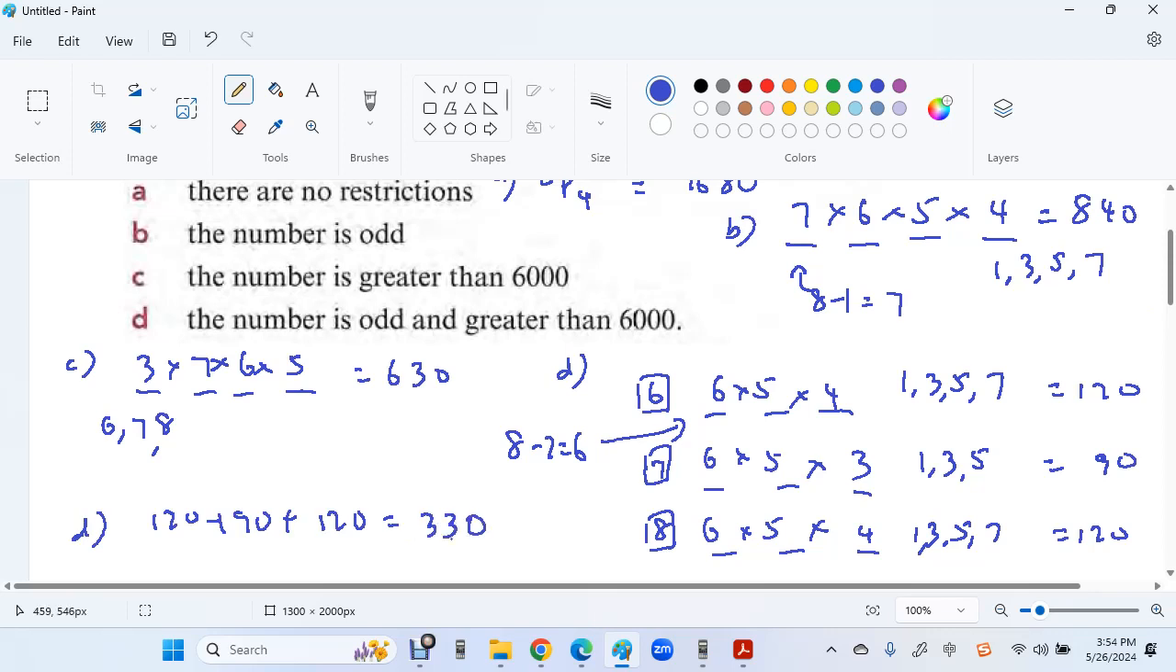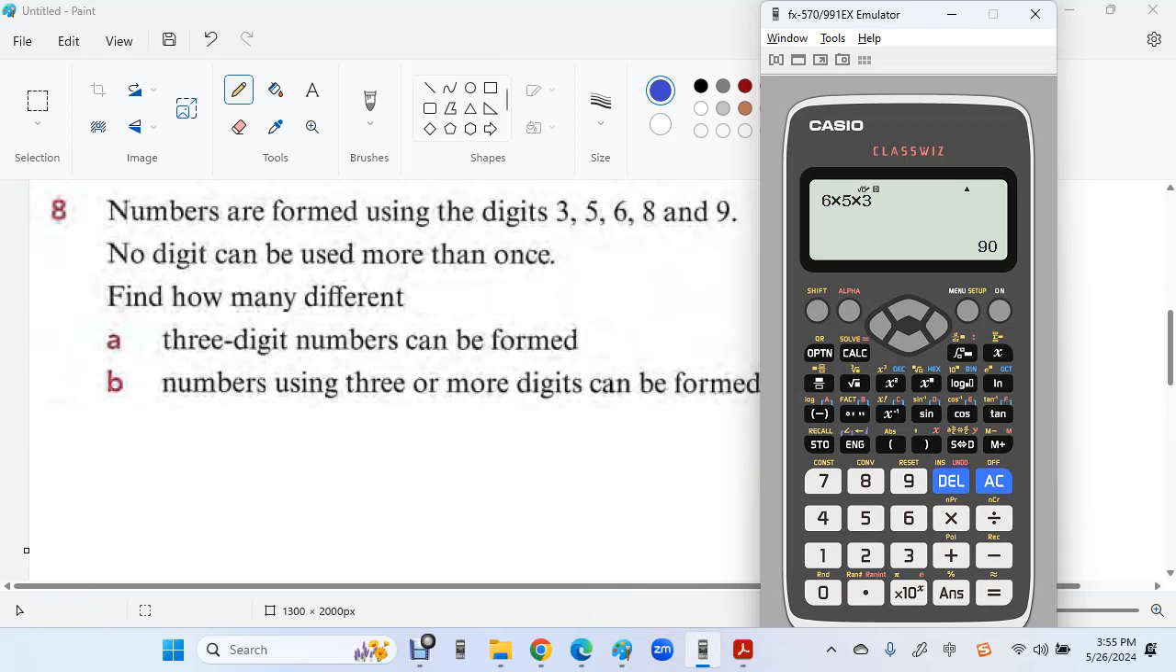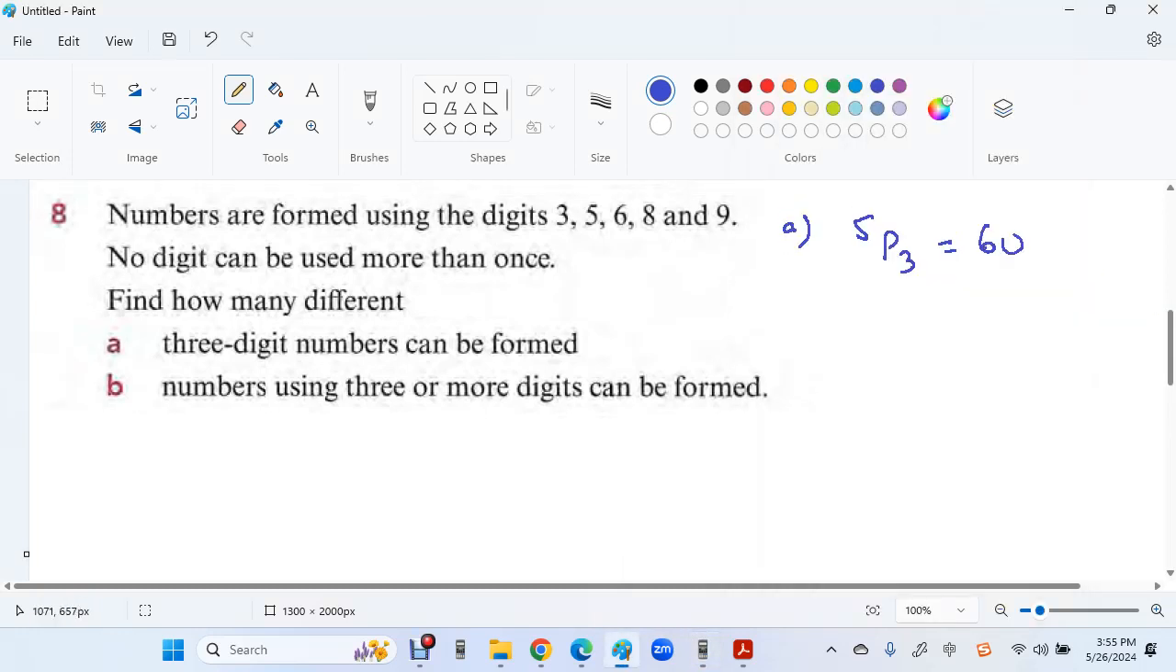Okay. Question number 8. Numbers are formed using 3, 5, 6, 8, 9. No digit can be used more than once. Find how many different 3-digit numbers can be formed. So A here we have 5P3. Then it is 60.